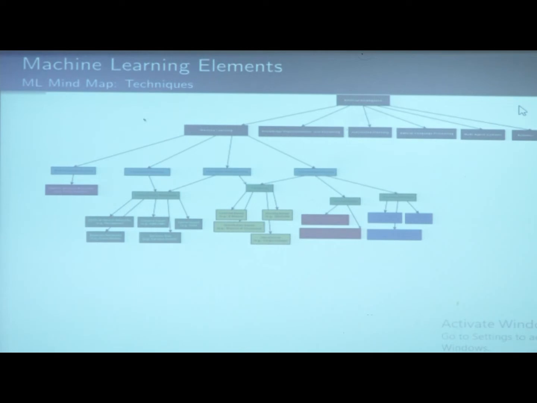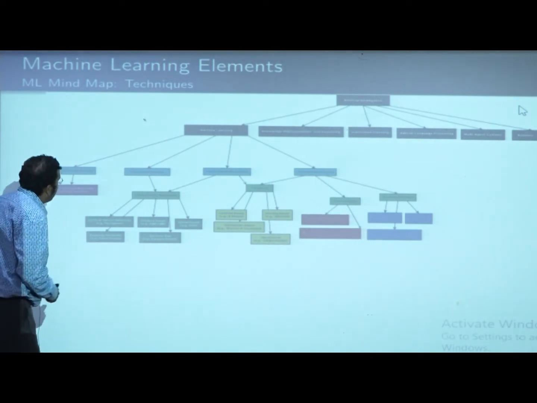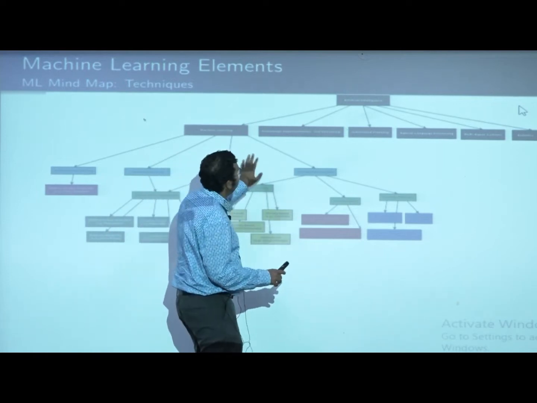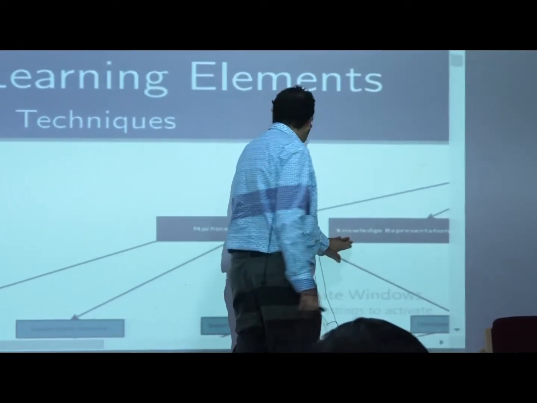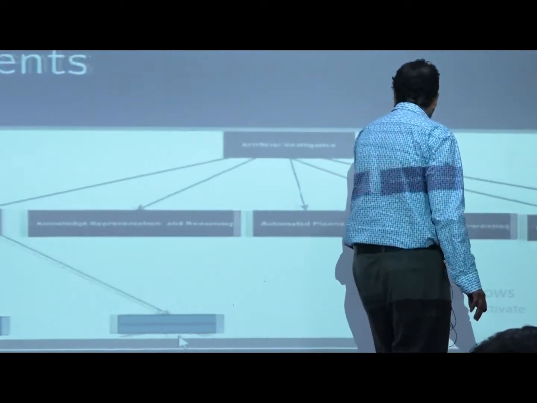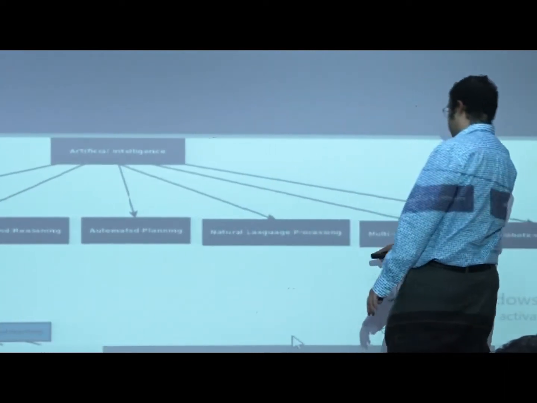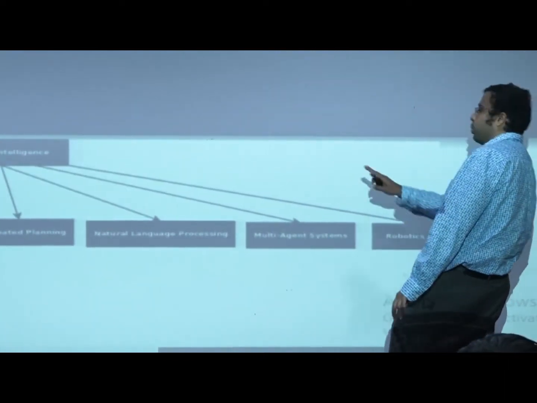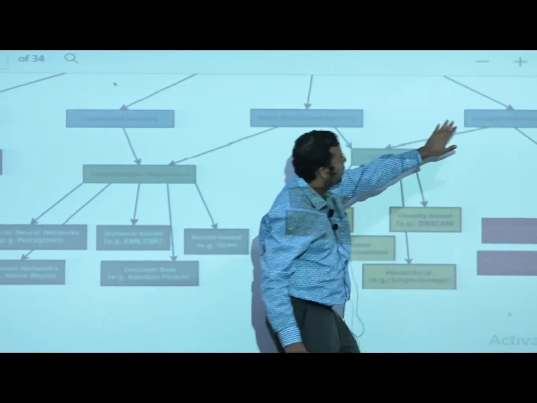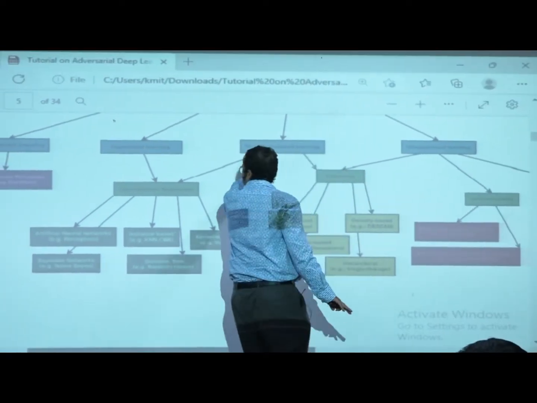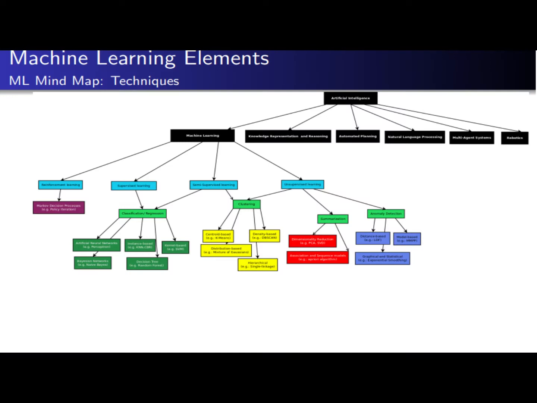Here, this is not legible, but this is basically a mind map of techniques from scikit-learn, which is a Python library. So this is machine learning, knowledge representation learning, and this is automated planning, this is natural language processing, multi-agent systems, robotics. In all of these categories, when we get into machine learning, we have supervised learning, semi-supervised learning, unsupervised learning. Similarly, if we get into, let's say, supervised learning, we have classification and regression. In classification, we have artificial neural networks, instance-based learning, kernel methods, decision trees. So this is what the Python package implements.